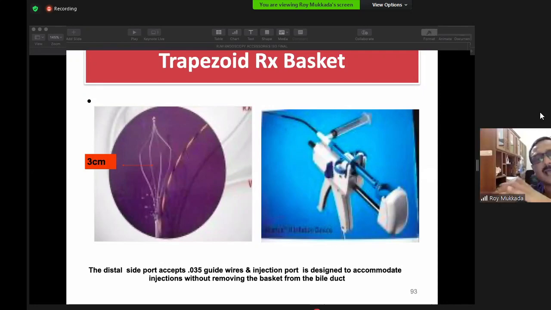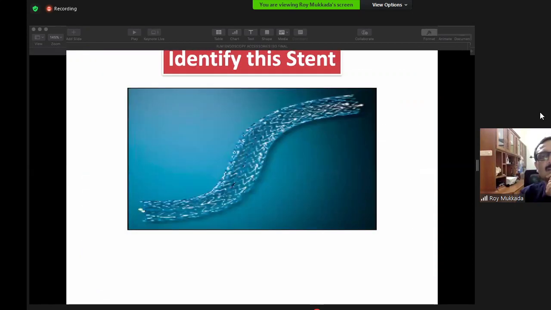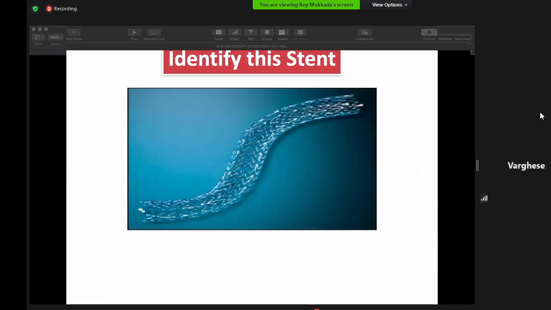But this is not as strong as the other basket. If the stone is a little harder, this just gets off, so sometimes it can be a waste also. Smaller stones can be managed with this. That is it. Okay, thank you, Dr. Devi Kiran. Now I will call Dr. Jagdishwar from KIMS.